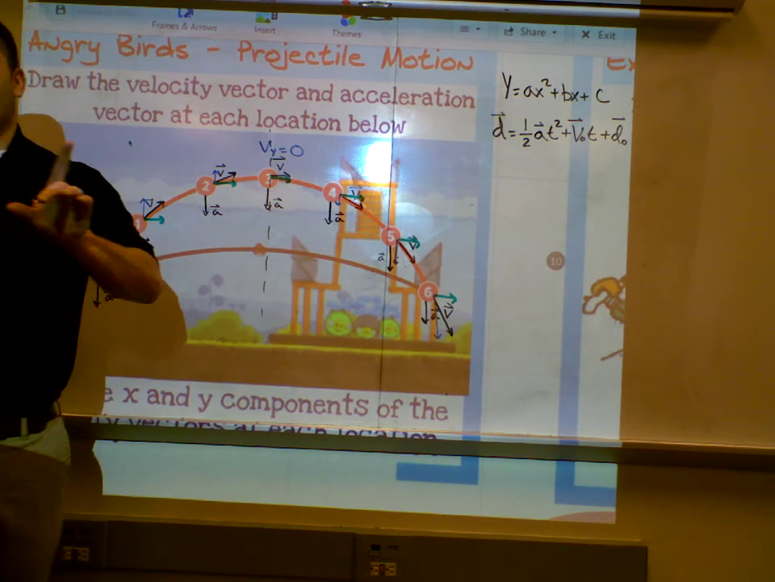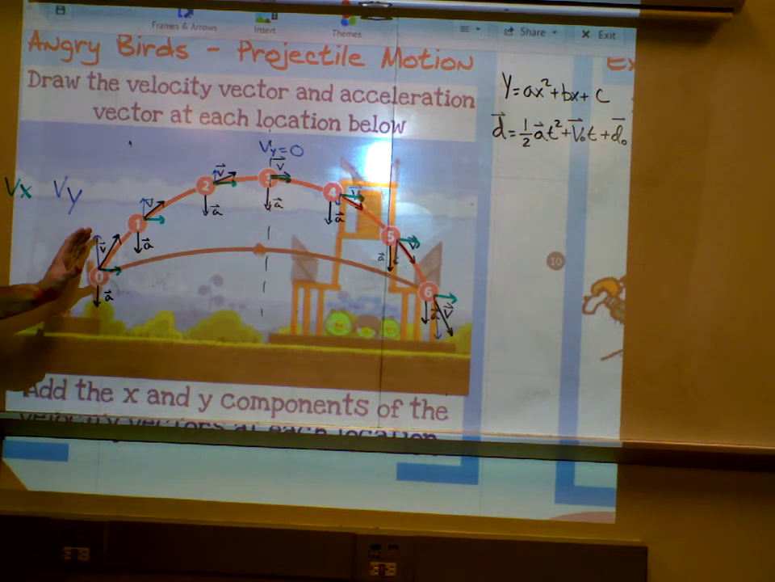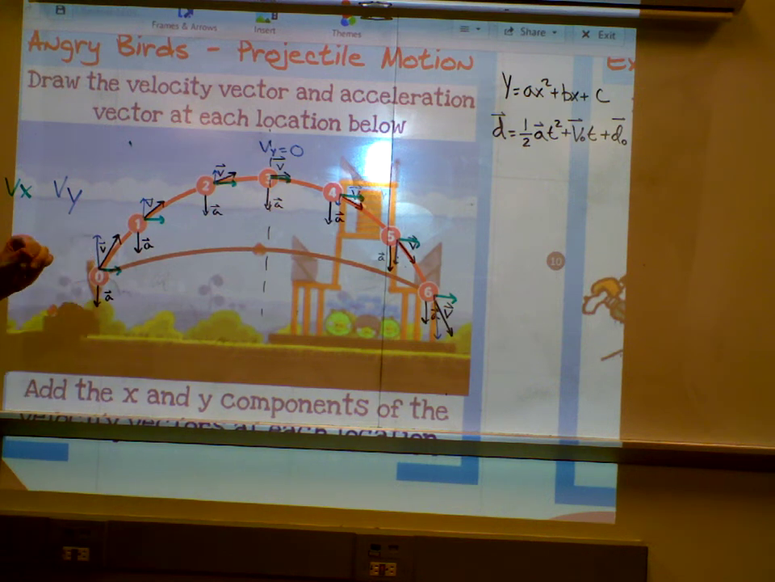Since it's a constant acceleration equation, should we apply it in one direction or two directions? One. This is a one-dimensional kinematics equation. So if I'm going to apply it in that one direction, do I need to break my vectors up into their components or leave it as the original? Components. That's how we spent our time last week, learning how to break things up into components.